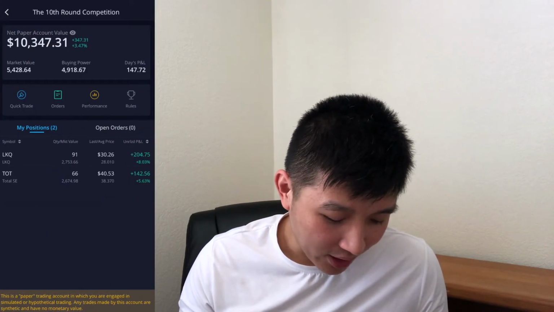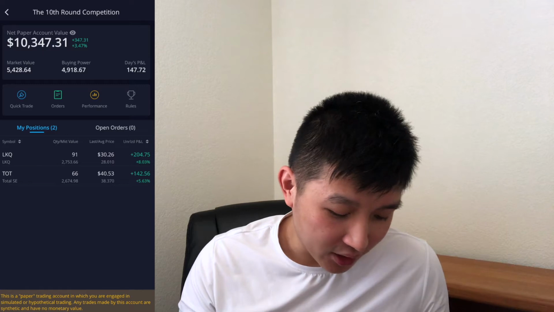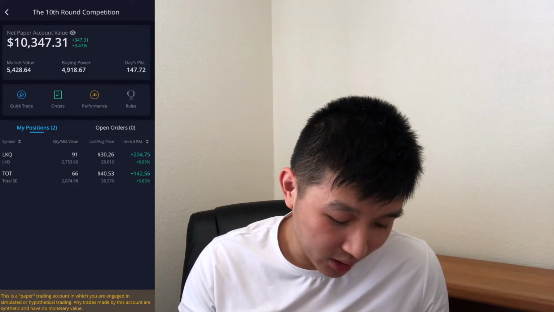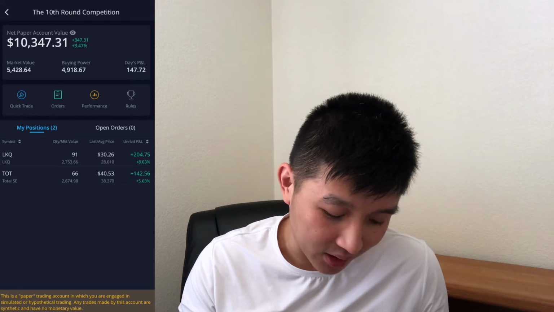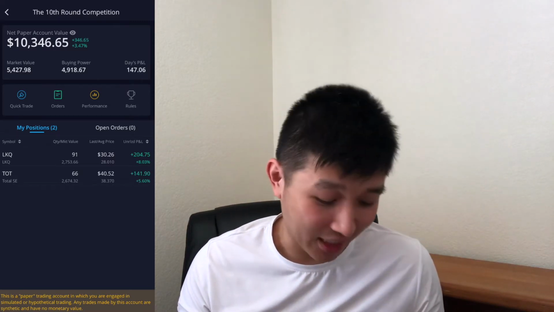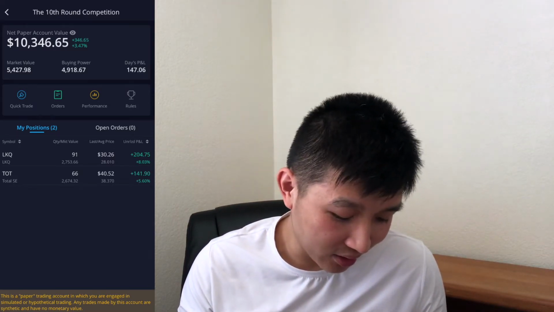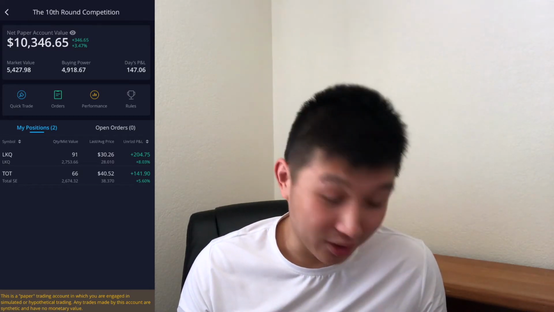Paper trade, click on that. And the two stocks that I bought are LKQ and TOT. As you can see, this is only a couple days ago. It's up 8% on one of them, and then TOT is up 5%. So on average, it's around 7%ish. But again, this is not typical, and you can't have this going on every week. So 7% is crazy for just a couple of days.